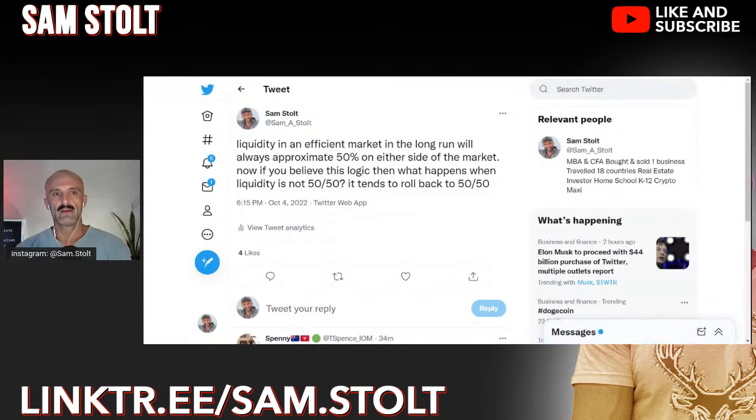Okay. Liquidity in an efficient market in the long run will always approximately be 50% on either side of the market. Now, if you believe this logic, then what happens when liquidity is not 50-50, right? 50% of the market is on one side, 50% of the market on the other side. I'm going to get into why I believe this to be true.